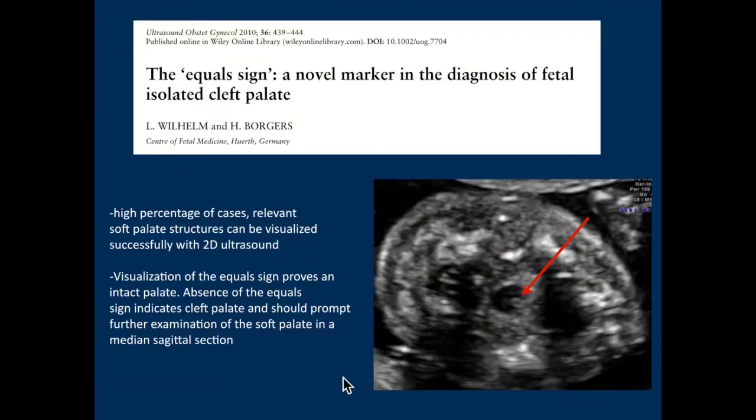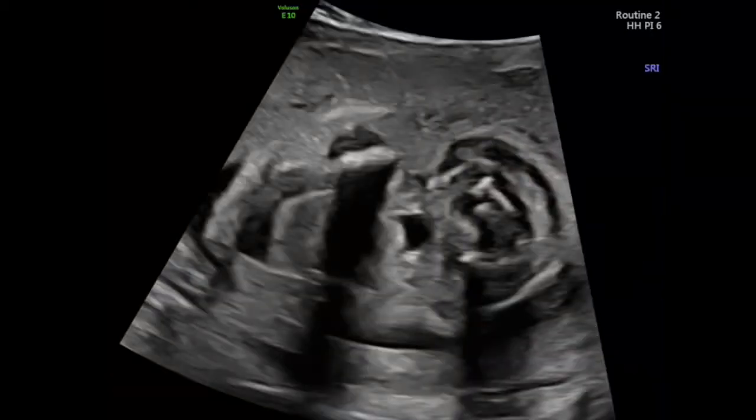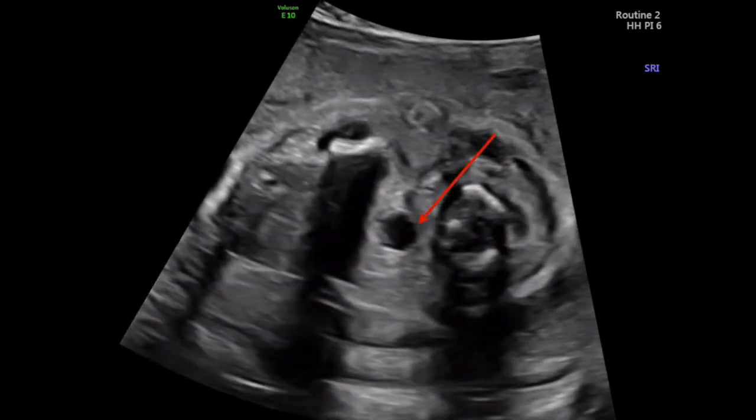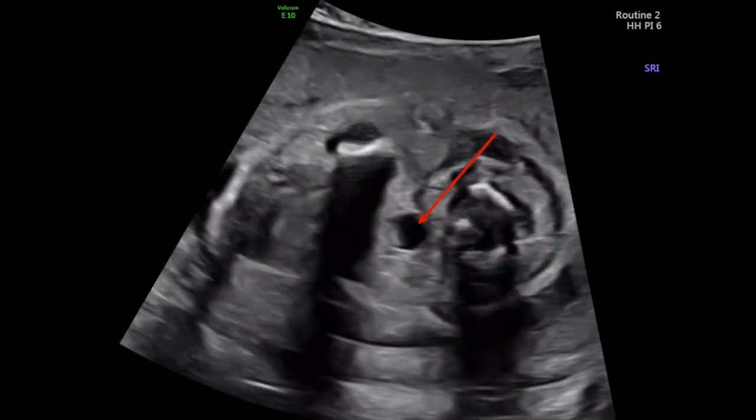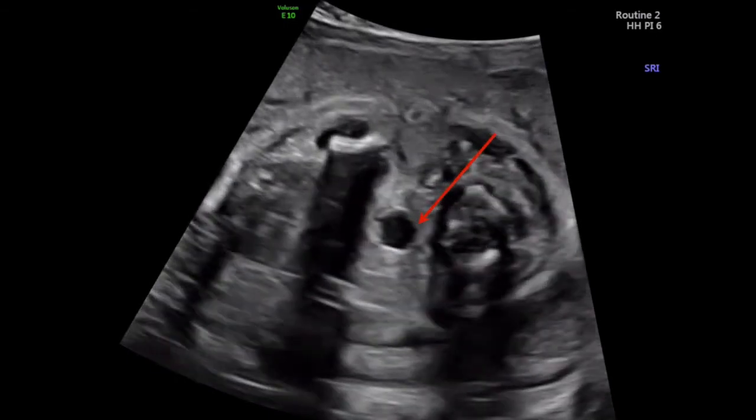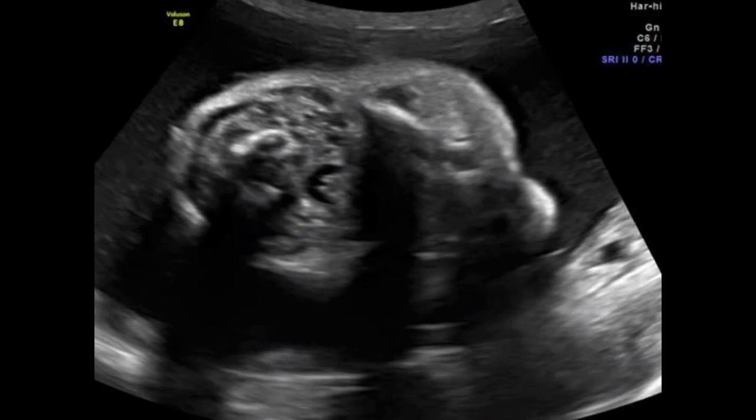Now, this requires a little bit of patience. You have to wait for the fetus to swallow. Here you can actually see the uvula shape itself, but here are the 2 echogenic lines as the equal sign. Here's a fetus where we waited and waited and waited, and no uvula appeared. And finally, here's one that I'll never get again in my life, which is a bifid uvula, again, in an affected fetus with 22q.